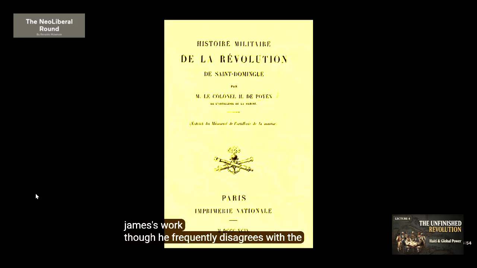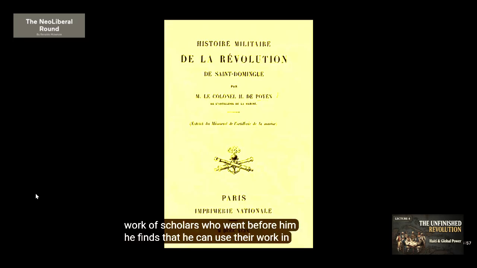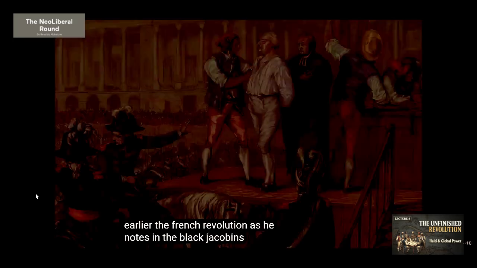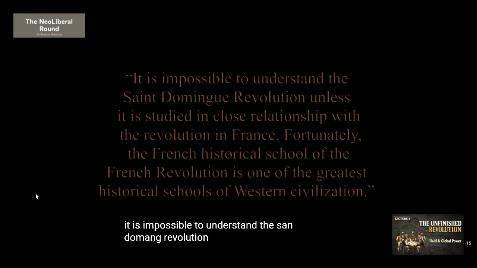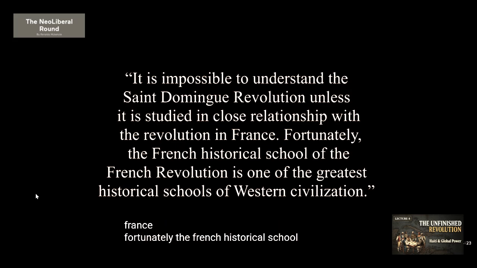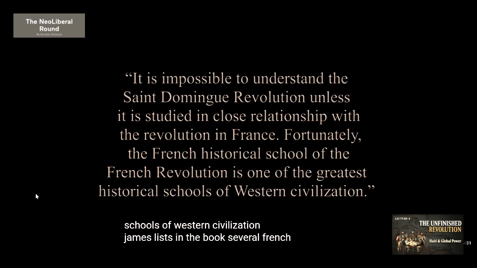Though he frequently disagrees with the work of scholars who went before him, he finds that he can use their work in his own. In an important way, James's history of the Haitian Revolution builds on the work of the scholars of another revolt that started barely 2 years earlier, the French Revolution. As he notes in the Black Jacobins, it is impossible to understand the Saint-Domingue Revolution unless it is studied in close relationship with the Revolution in France. Fortunately, the French historical school of the French Revolution is one of the greatest historical schools of Western civilization.